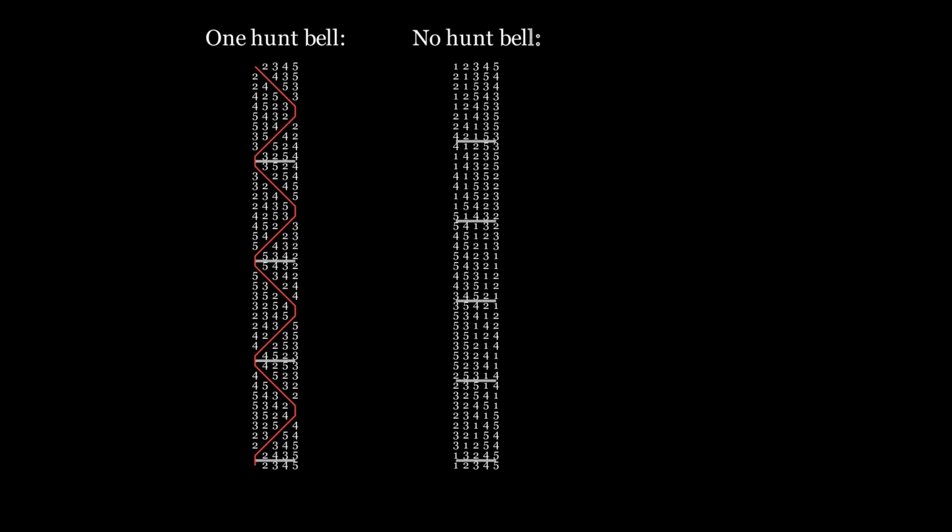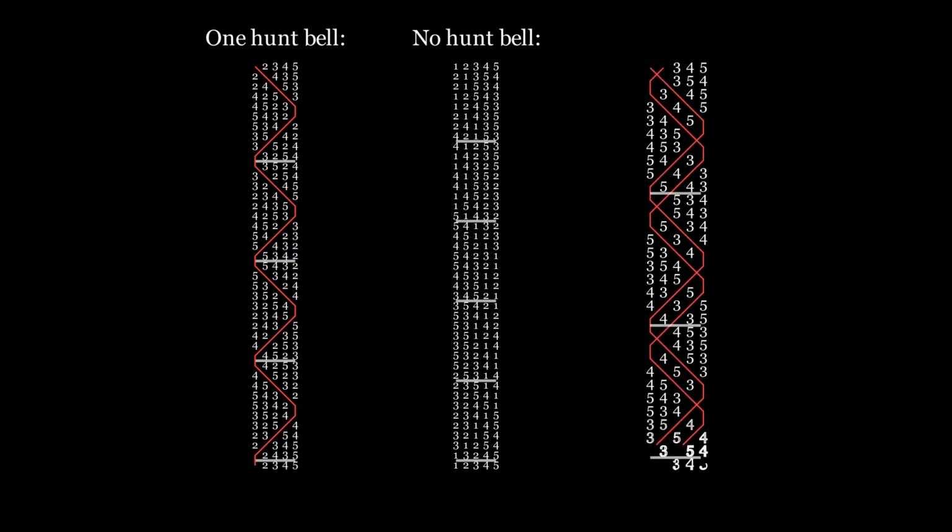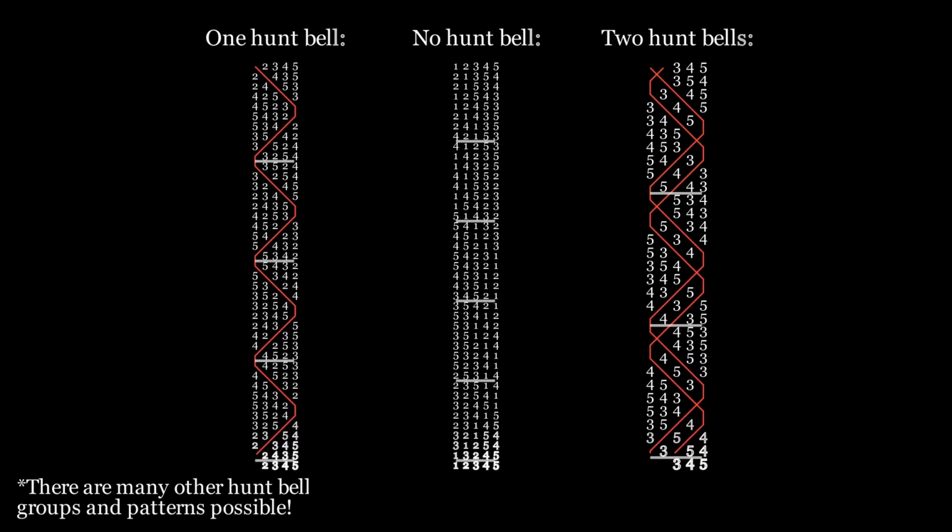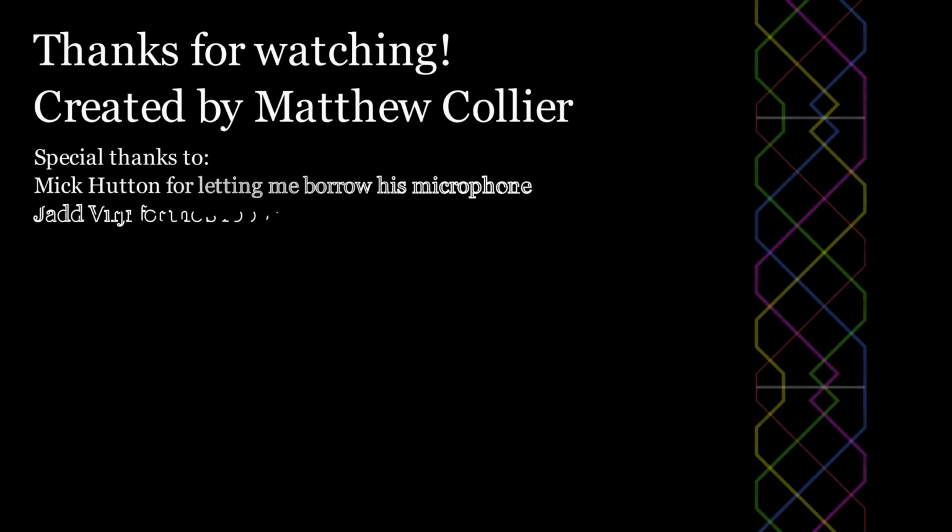If instead we had a method where there are no hunt bells, we would have a method with 5 leads and 5 different pieces of work to learn. This is because the circle of work would have 5 places instead of 4. Conversely, if we had 2 hunt bells, we would only have 3 leads, as there are only 3 bells which can rotate their work. That's all I wanted to cover in this video.